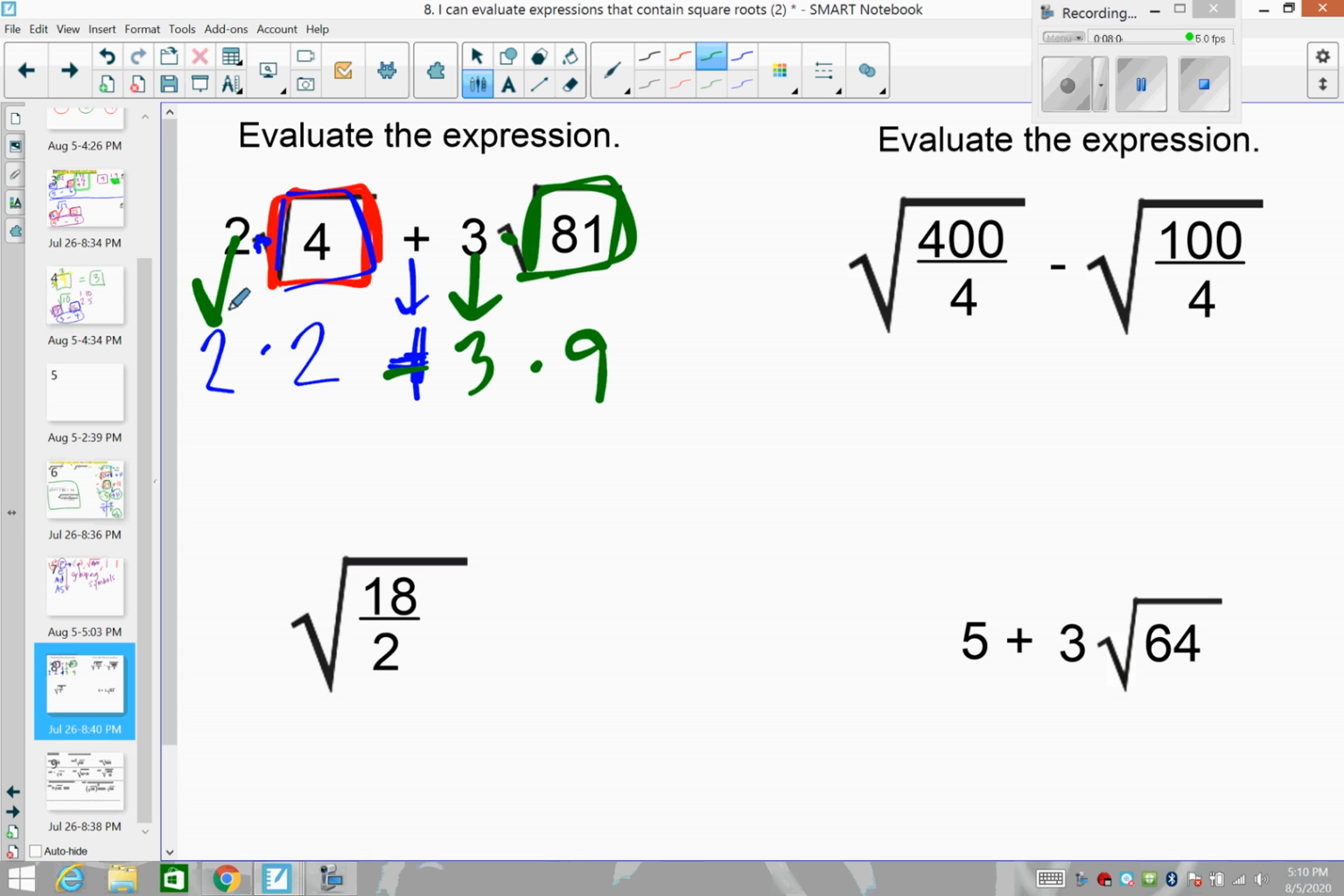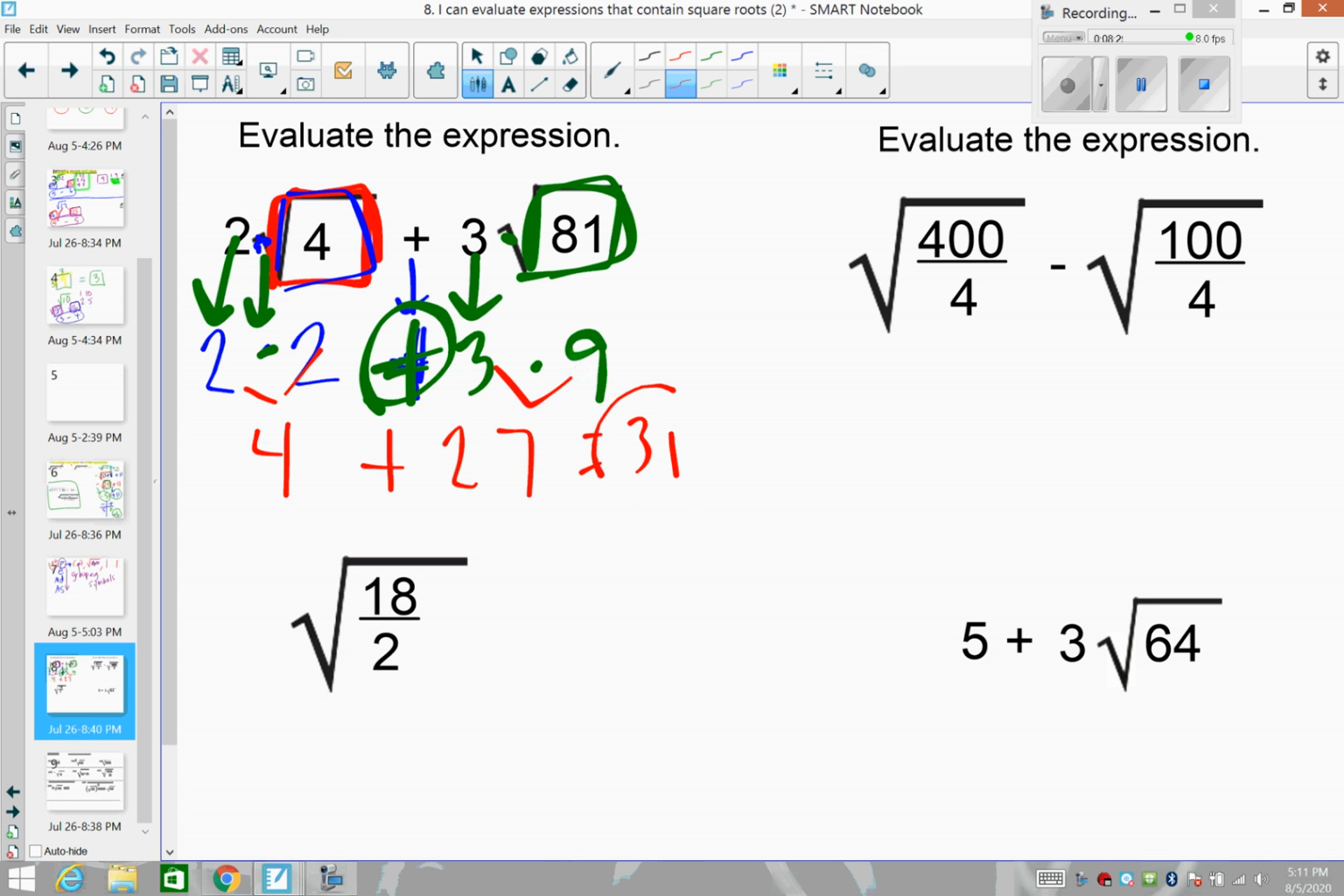So we dragged down the 2, we dragged down the multiplication, the square root of 4, and we took the square root of 9. So now, PEMDAS says that you add and subtract last. Fortunately, we don't have any negatives here, so we don't have to worry about tug of war, but we have 4 plus 27, because 2 times 2 is 4, and 3 times 9 is 27. So 4 plus 27 gives us the result of 31. So that's how you would do separate square roots in the order of operations.